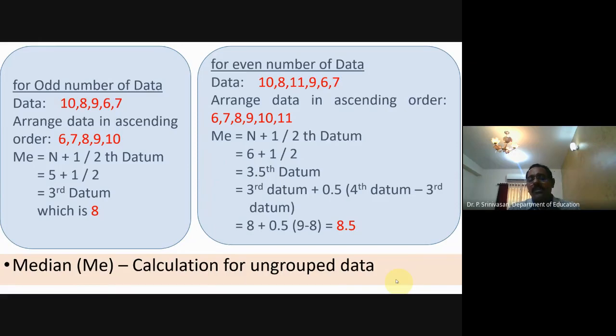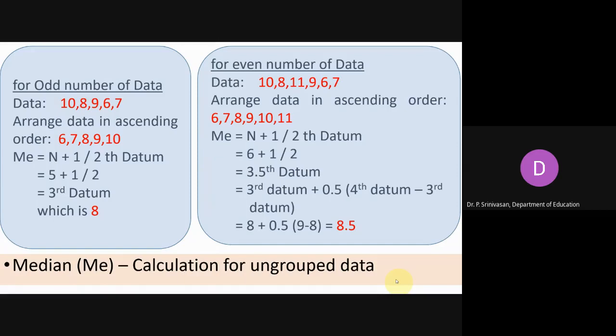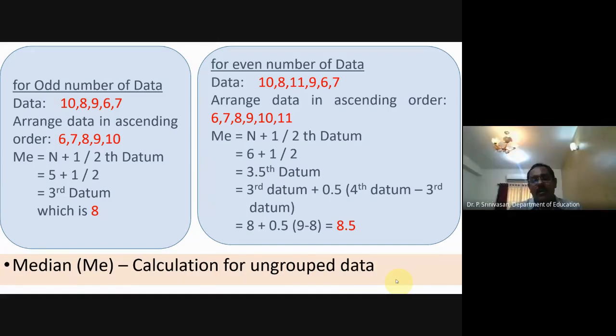So go to the third data plus 0.5 times the fourth data minus third data. Here the data increases by one each time. If it is different, like 7, 9, 11, 13, 15, or if you have different values, it will have a different median, because I have arranged them in increments of one to make it very easy. That's why I put it like that.